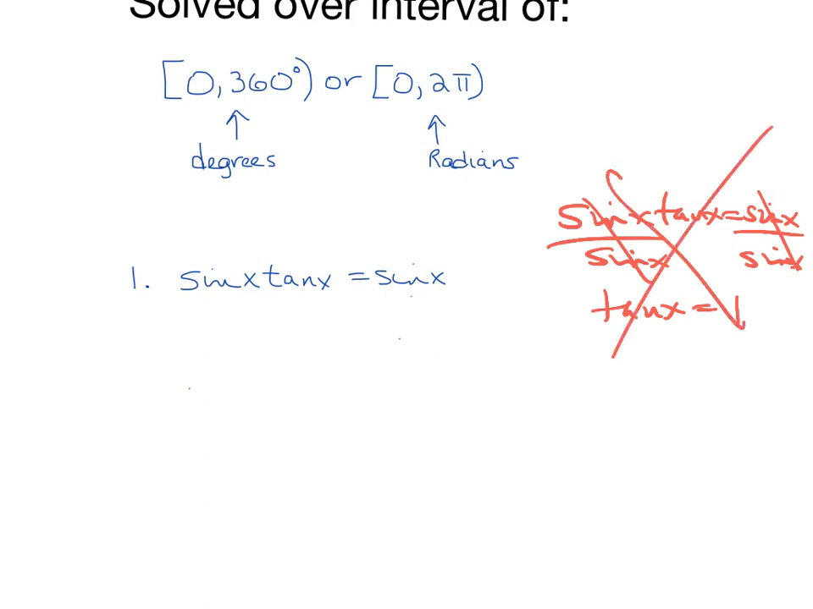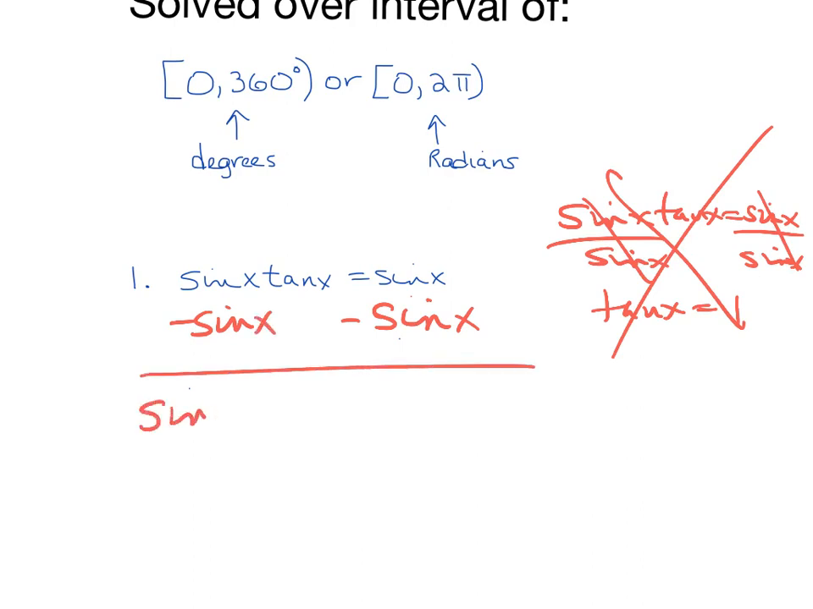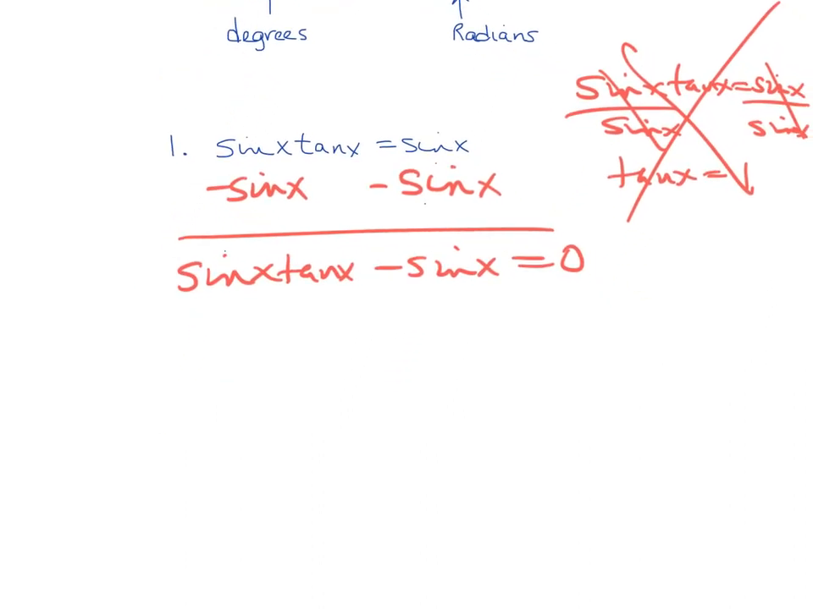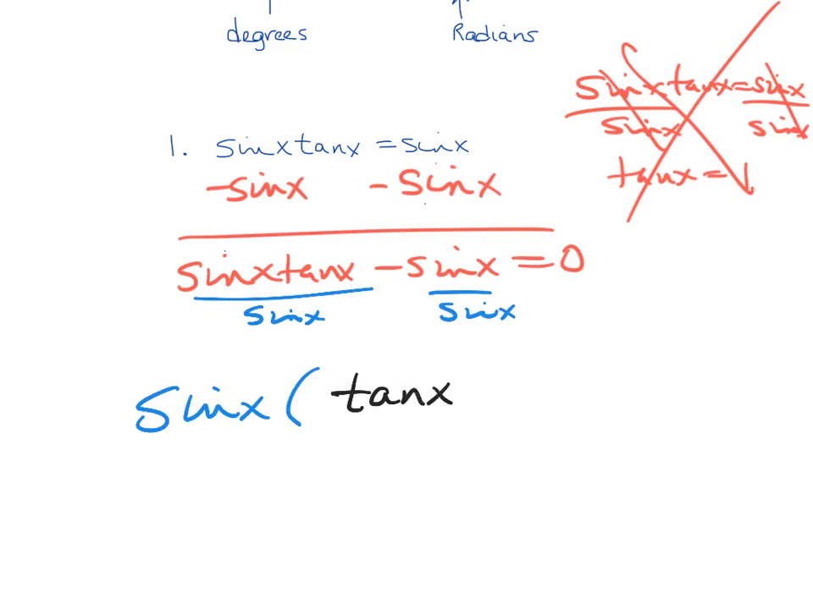So what we need to do is set our equation equal to 0. So I need to move the sine x to the other side. I'm going to subtract it, setting my equation equal to 0. And now I'm going to factor out a greatest common factor. My greatest common factor here is going to be sine x. So I'll divide this one by sine x, this one by sine x. I'll write the GCF on the outside, and then in the parentheses is what remains after I divide.